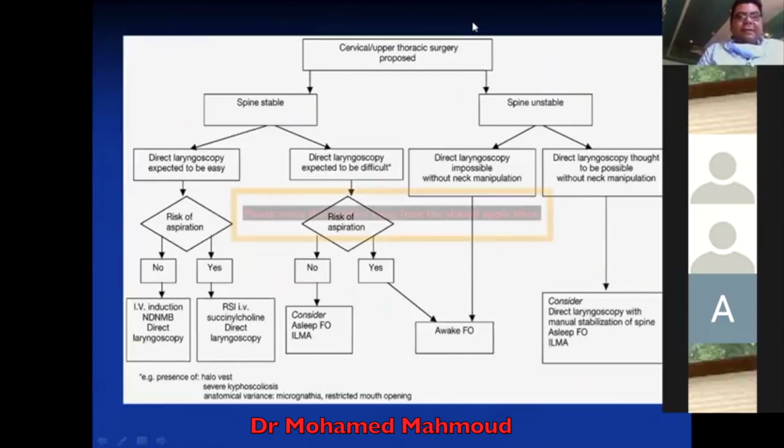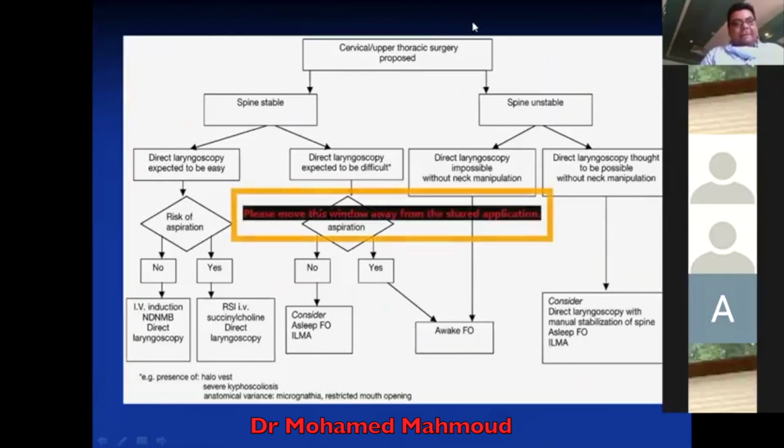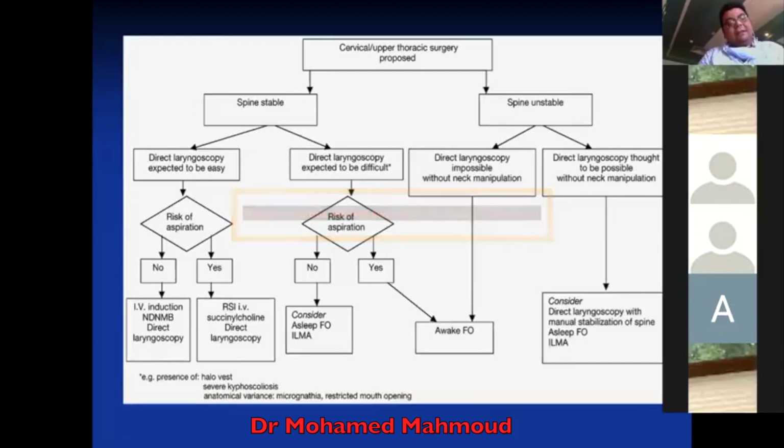But if there is risk of aspiration, so rapid sequence induction with succinylcholine before 3 days of injury, or more than 3 days, we can shift to another rapid sequence drug like rocuronium with direct laryngoscopy. But if the cervical spine is expected to be difficult, and there is no risk, consider asleep fiber optic or intubating laryngeal mask. And if there is risk of aspiration, so awake fiber optic from the start.